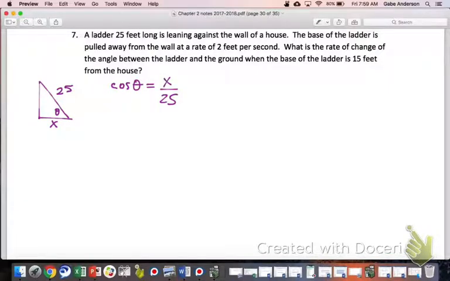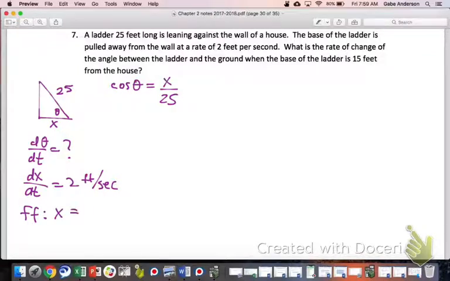And I believe last time we had also written things down like d theta dt is equal to, that's our unknown, right? dx dt I think was 2, 2 feet per second. And the freeze frame moment was when x is 15. Last time you guys had done all the marking of the question. I'm not going to go back and remark it at this point. You've seen it. You've done it.